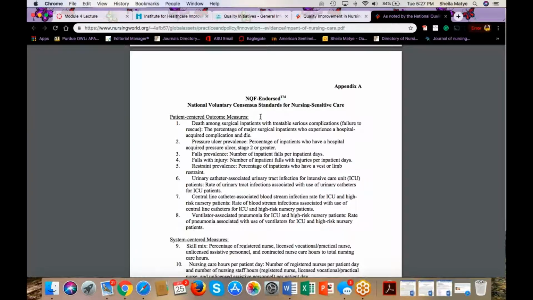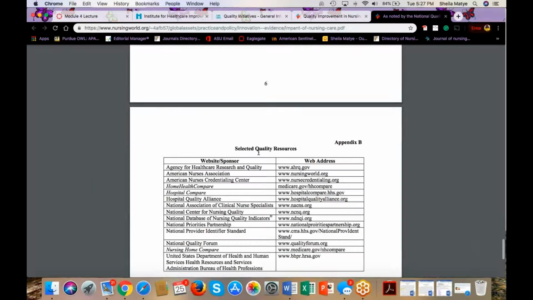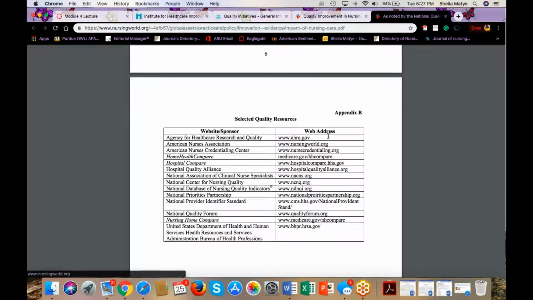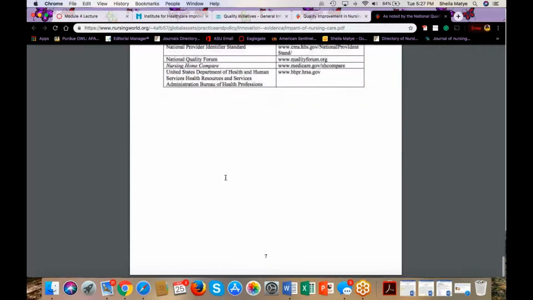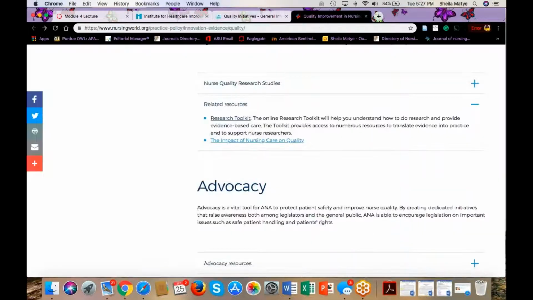patient-centered outcomes measures. System-centered measures. Wow, look at these. Here are some web addresses for different agencies where they might talk about quality initiatives. There's a lot of information on this ANA website. And that came from just clicking in the lecture.